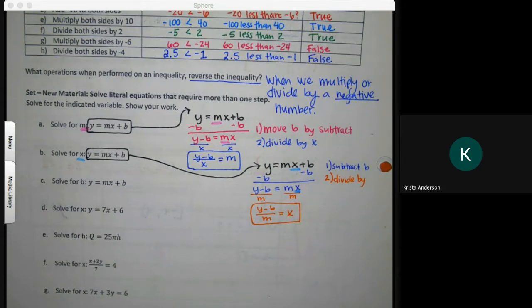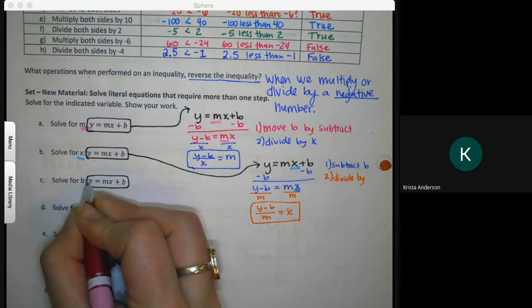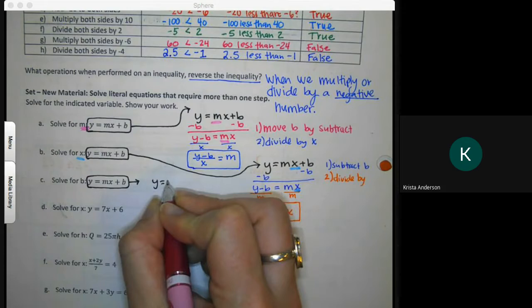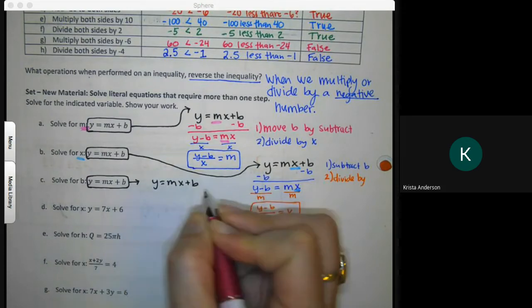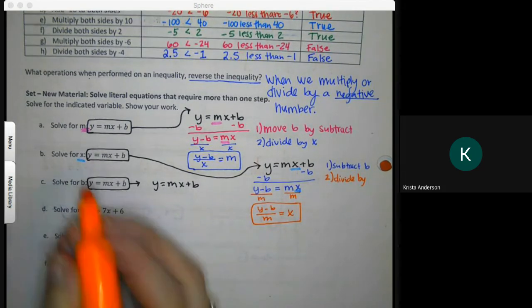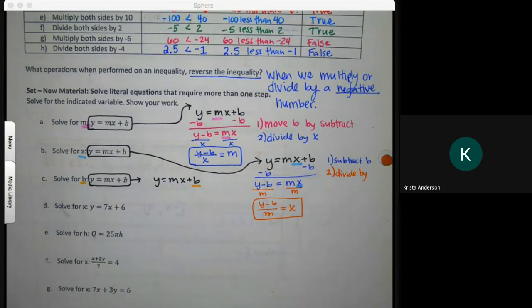All right, question C. I'm not going to move this one very far. I'm just going to slide it to the right so I can go down. This one asks me to get what letter by itself this time? B. All right. What is attached to B? There's no multiplication, right? There's nothing side by side, no multiplication. How is mx stuck on the b? Addition. It is stuck with mx through addition.